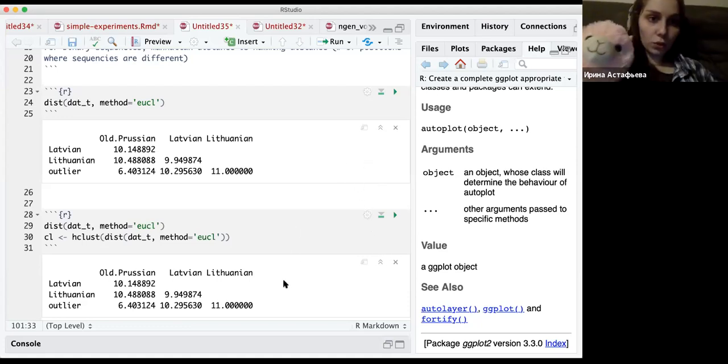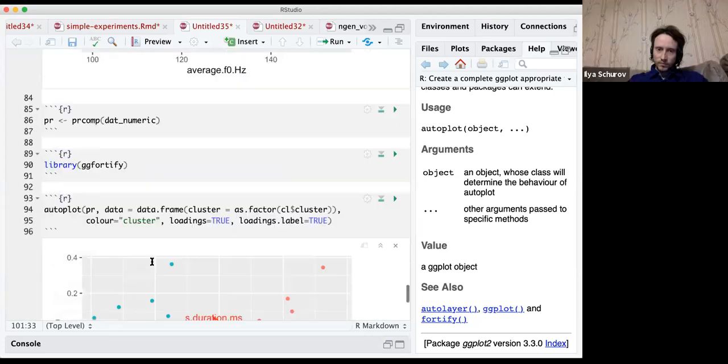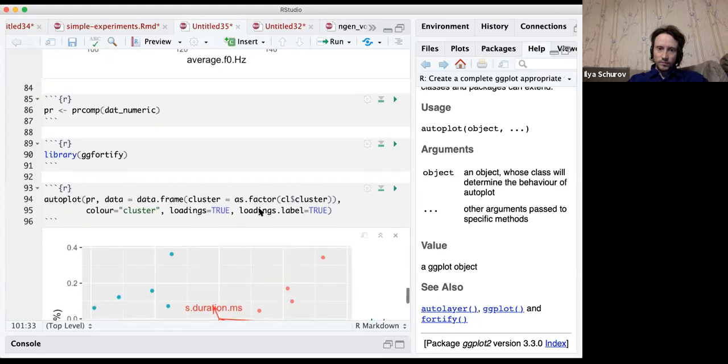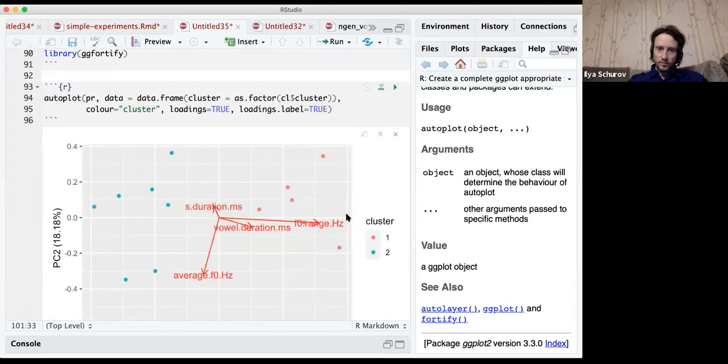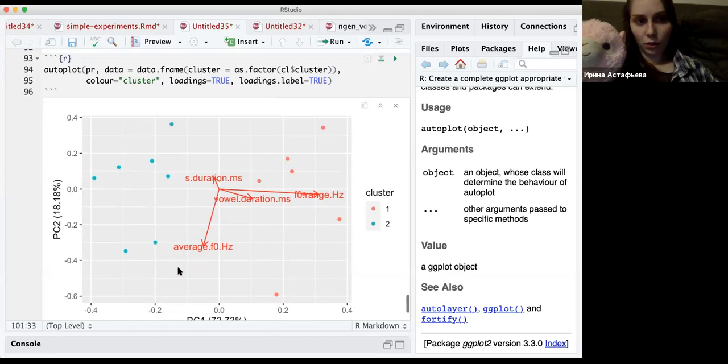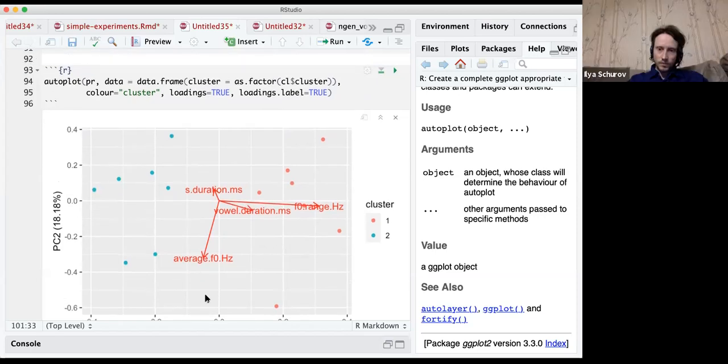And then we should plot it, yeah? And now we work with the second data frame.